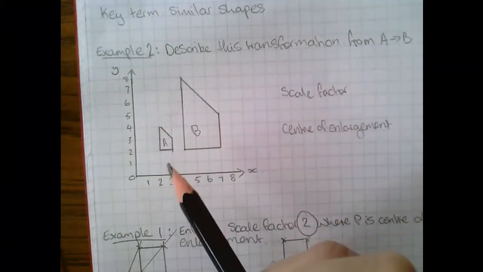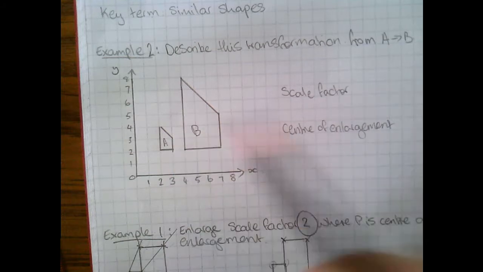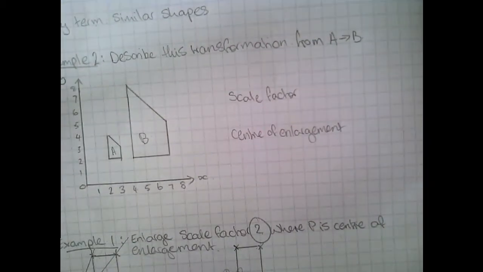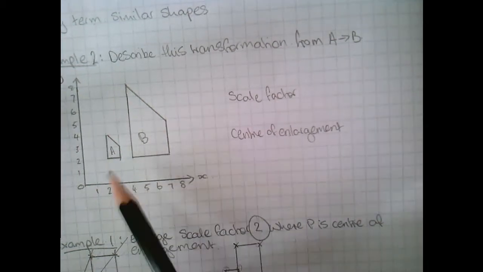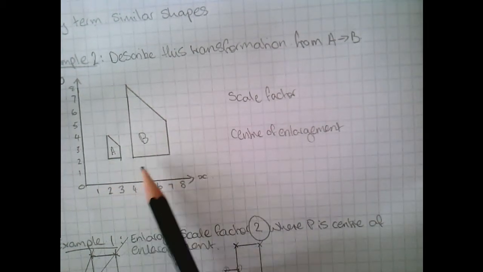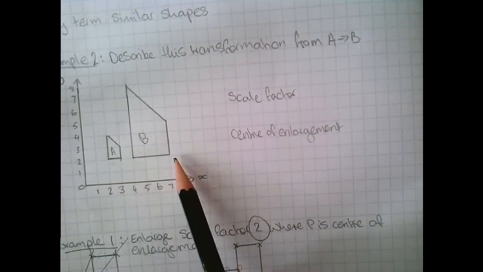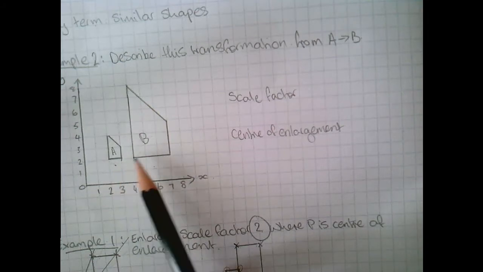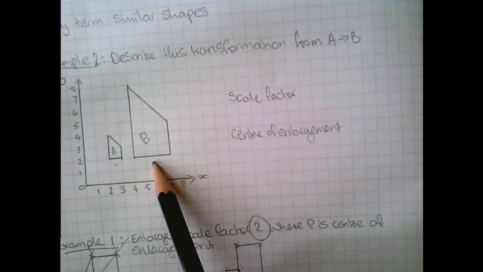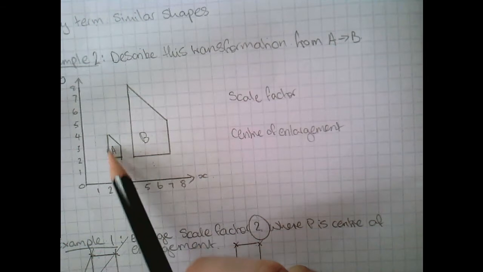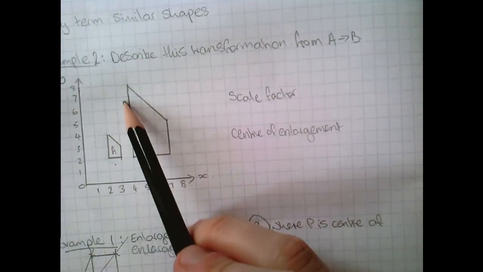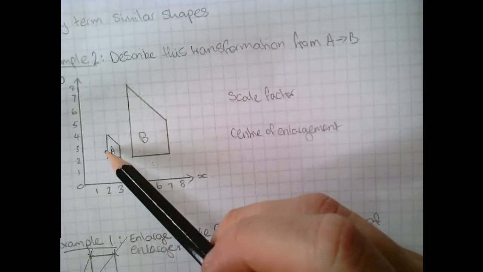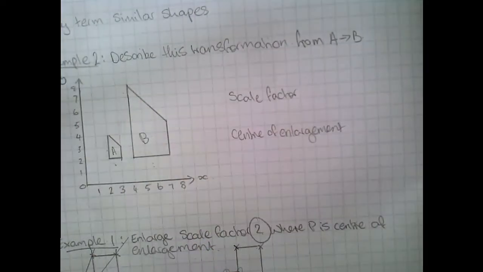Okay, so we can see there's been a change in size. So we know that this is going to be an enlargement, and these are the 2 things that we need for an enlargement. So we can see that we've gone along 1 in this one, and we've gone along 3 in this one. So what have we done to get from there to there? We've done 1 multiplied by 3 to get to 3. We then have 2 up and 1, 2, 3, 4, 5, 6 up. So 2 and 6. So we know that we've done 2 multiplied by 3 to get to 6.